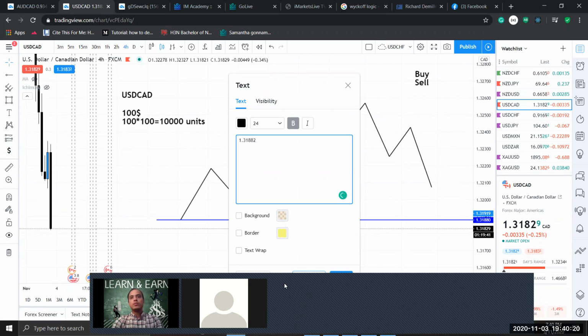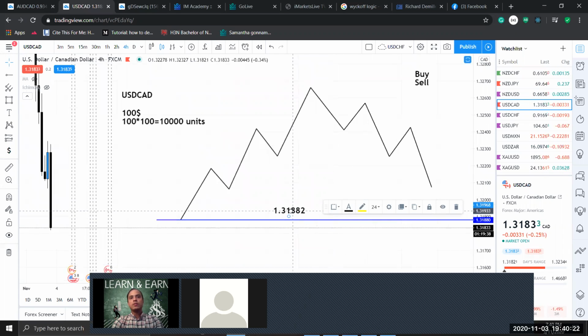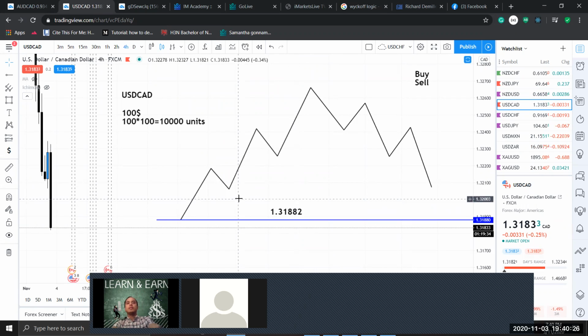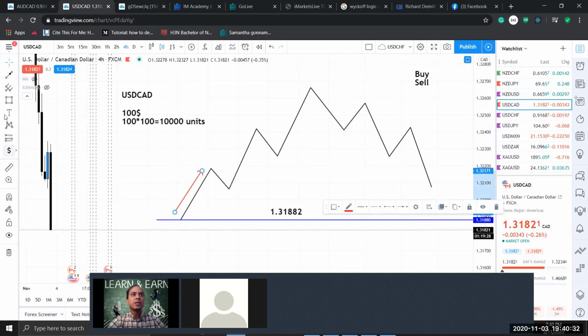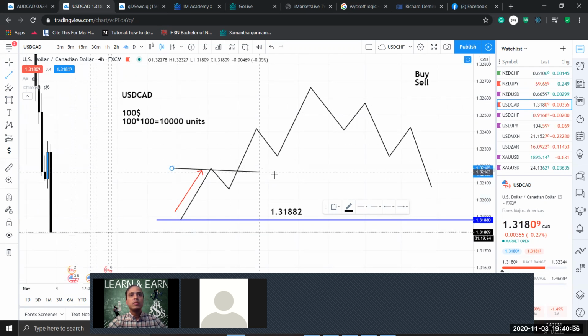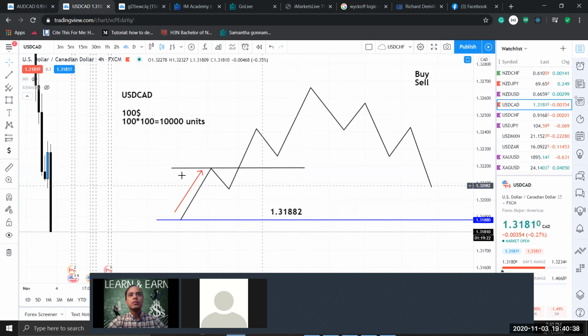Price is here at 1.3188. This is our buying price. What will happen is, let us consider the market goes up to this point. The market comes to this point. What is the price at that point?